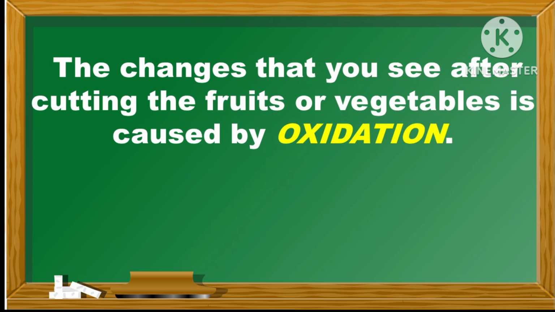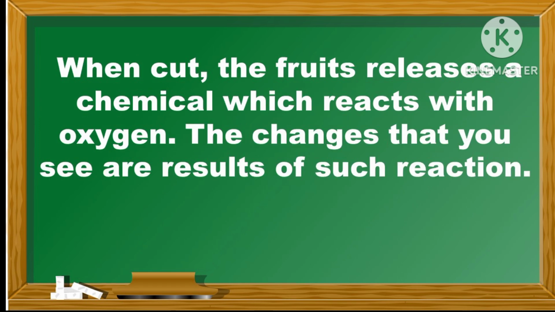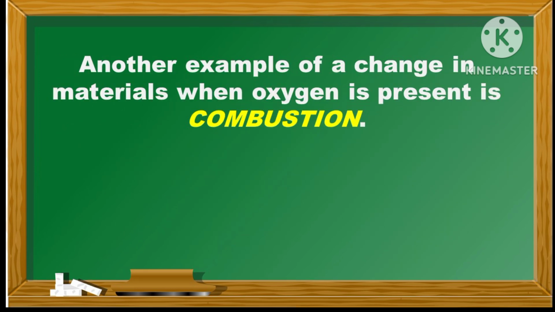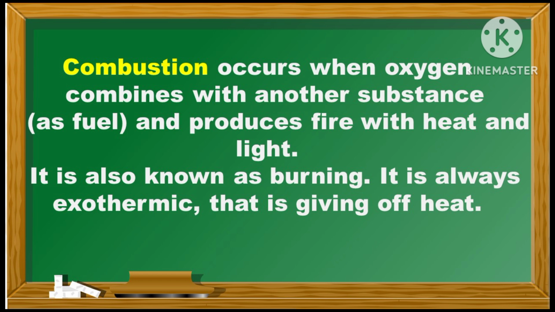The changes that you see after cutting the fruits or vegetables are caused by oxidation. When cut, the fruit releases a chemical which reacts with oxygen. The changes that you see are results of such reaction. Another example of a change in materials when oxygen is present is combustion. Combustion occurs when oxygen combines with another substance as fuel and produces fire with heat and light. It is also known as burning.